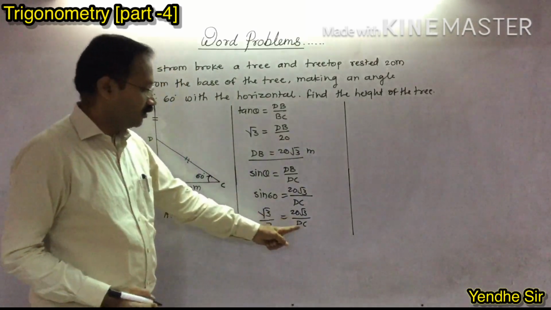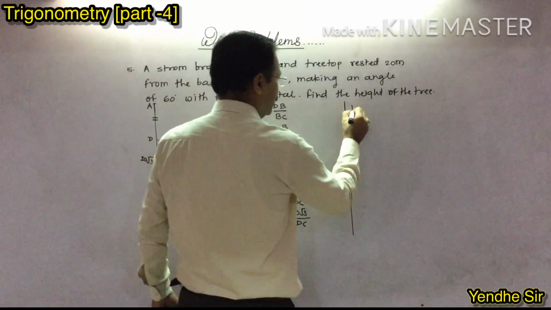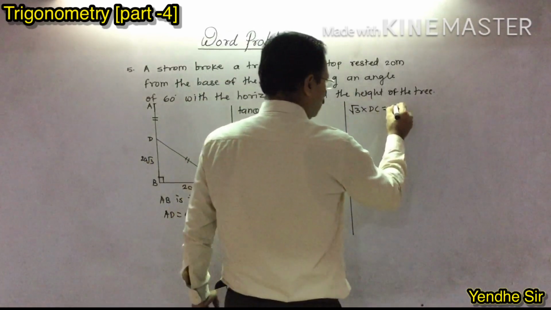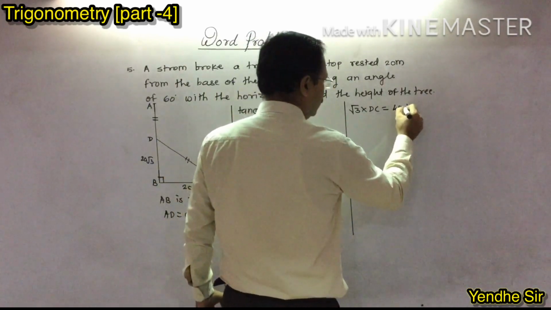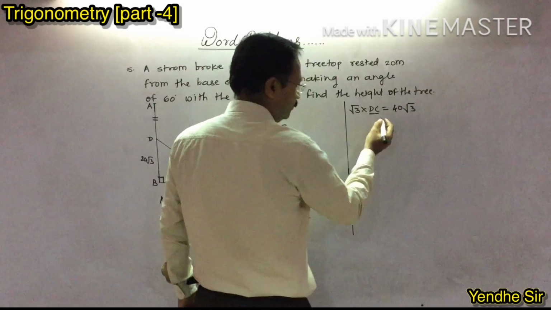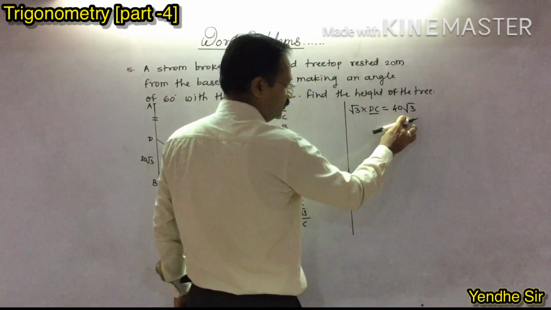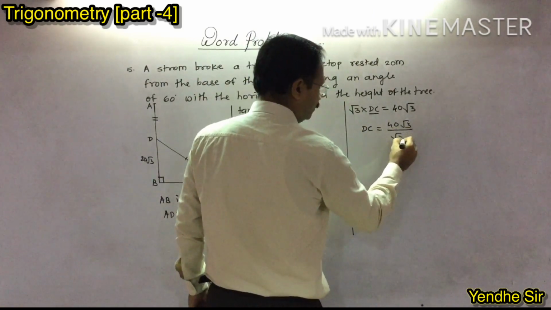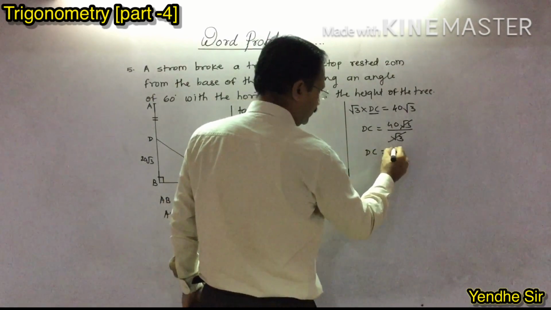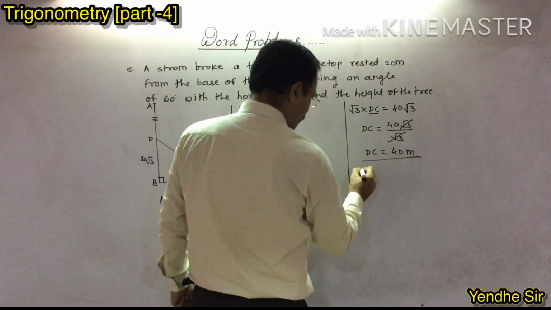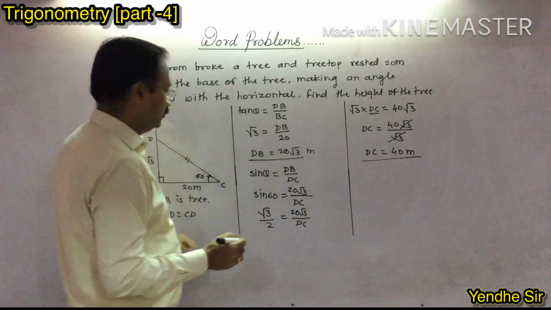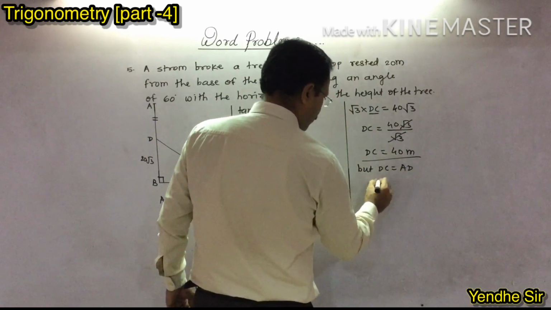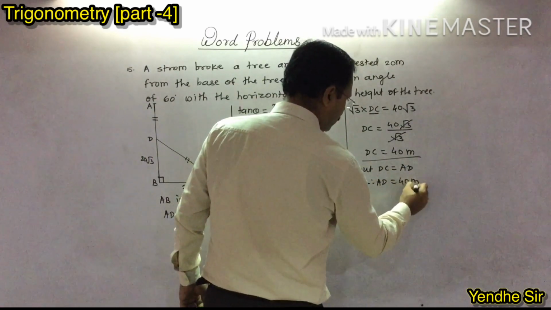Now what do you have to do? Cross multiplication. So here you will get root 3 into DC equals to 2 into 20 root 3 is 40 root 3. Now, if you want to find out the value of DC, root 3 will be on this side. So, DC equals to 40 root 3 upon root 3, root 3 will be cancelled. So, DC you got it 40 meter. But we know that DC is equal to AD. Therefore, AD equals to 40 meter.